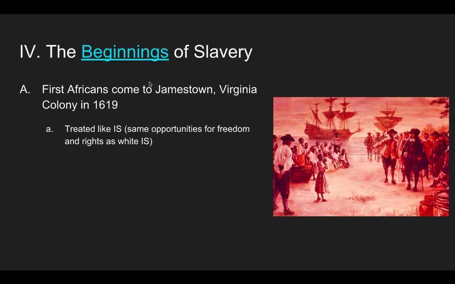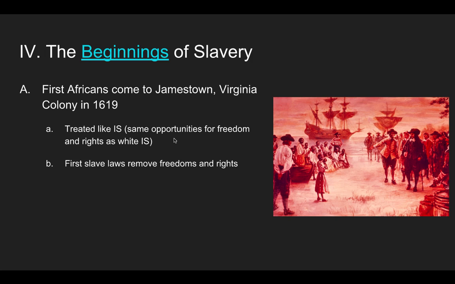And they were treated like indentured servants. In other words, they had the same opportunities for freedom and rights as white indentured servants. The idea is that these Africans, even though they were African, were still going to be promised the freedom dues and given lodging and food, just like any white indentured servant. They were being treated the same.